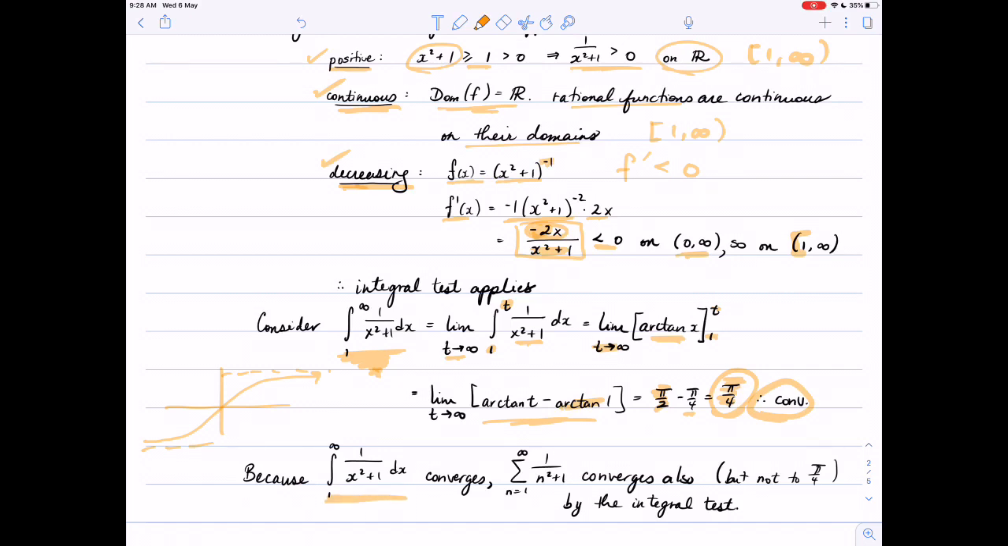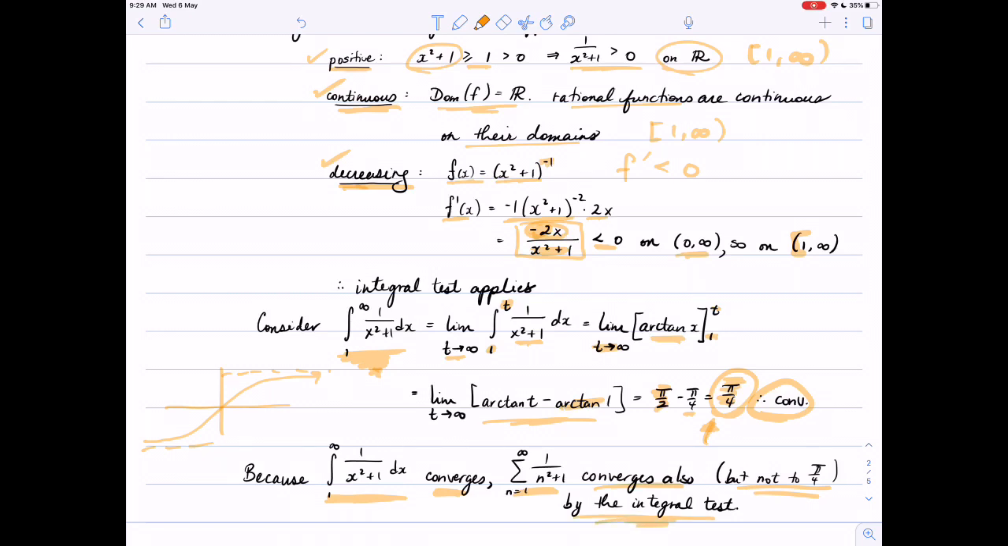So because the integral converges, this series behaves the same way. It converges also, but not to pi over 4, right? It does not converge to the integral value. In fact, we saw up there that it converges to something less. We don't know the value of this series using the integral test, right?